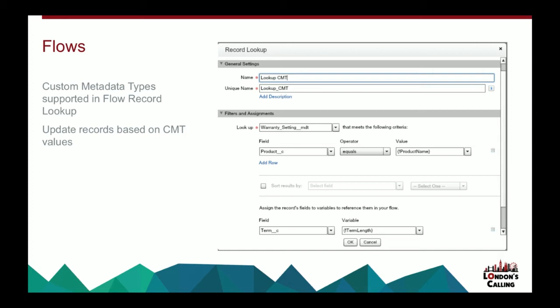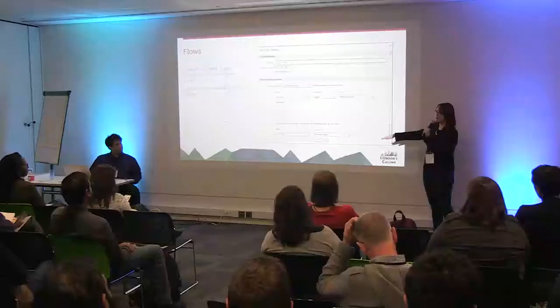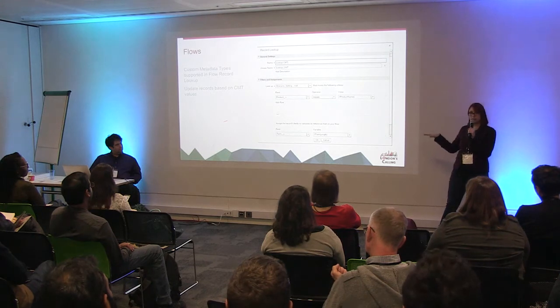I know this is really tiny, but what's happening here is, back to my warranty setting example, if this flow is creating a new warranty, if it knows which product the customer is trying to create a warranty for, it can look up the warranty setting record for that product and get the term length in months, how long that warranty should be by default.